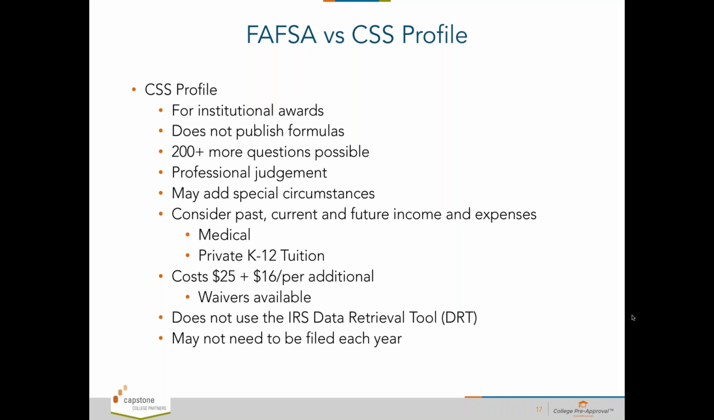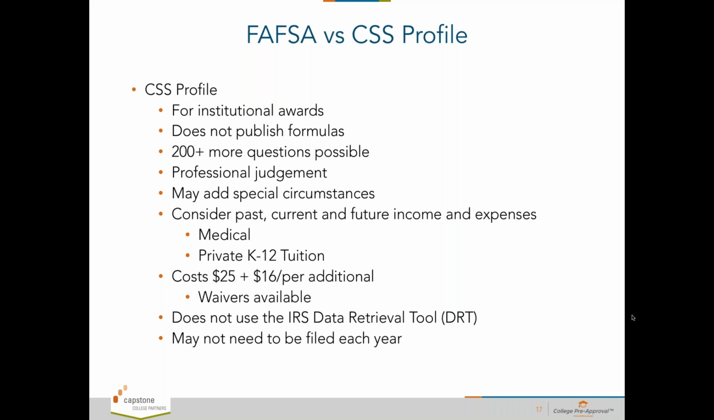Whereas the CSS profile, in most cases, digs much deeper. They're going to ask sometimes about your past, like the prior tax year. They're also going to ask about your projected current year, and oftentimes what your future income and expenses may be. I mentioned expenses because the FAFSA does not ask about expenses. It doesn't ask about mortgages or medical or any of those things. It just asks what's on there. It wants to know your assets and your income, and that's about it.